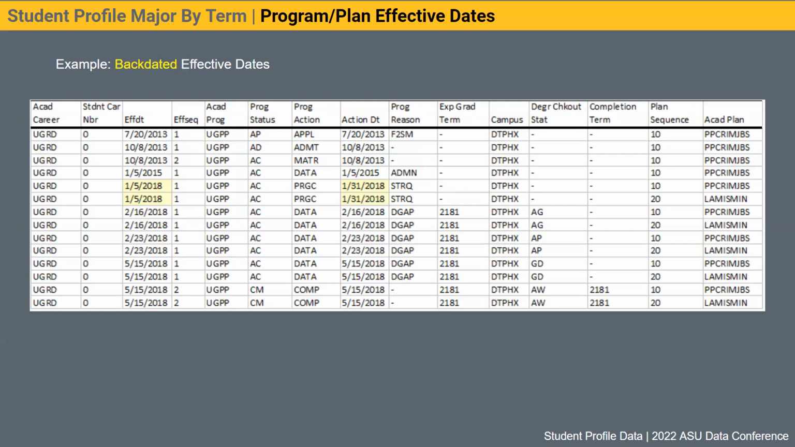So the first row is the same as the row above it, the same program and plan. The row underneath it, over here, you can see a minor shows up, and they backdated it. They probably had to backdate it so the student was eligible for prereqs for whatever courses they needed to take for that program. Does that make sense?